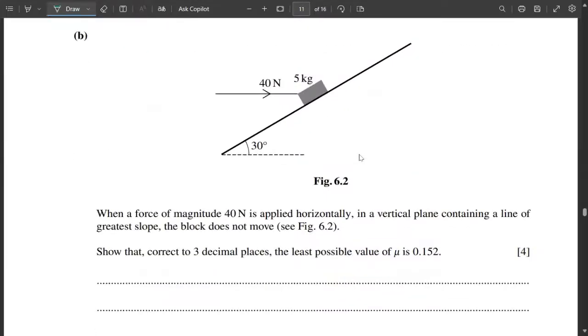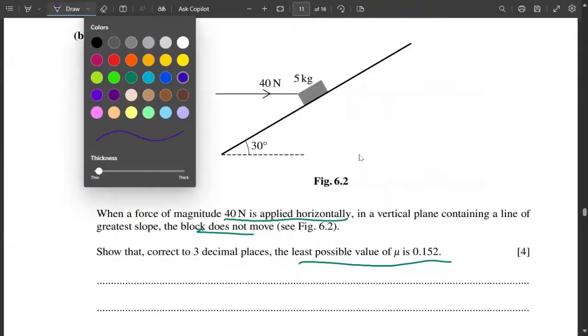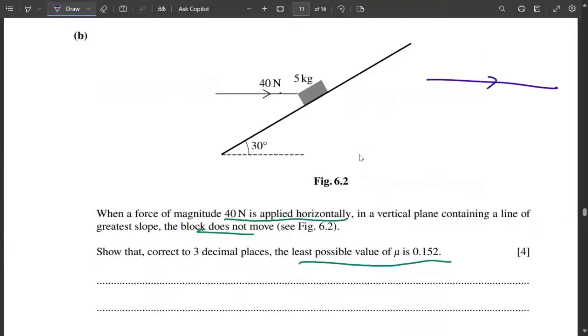B part. When a force of magnitude 40 Newton is applied horizontally in a vertical plane containing this, the block does not move. Show that, correct to 3 decimal places, the least possible value of mu is 0.152. Okay, so first thing, we'll resolve this 40 Newton force. How do we do that? This is acting on a plane like this, and there is another line given like this, and this is 30 degrees. Both are parallel, so according to alternate angles, even this will be 30 degrees. Correct?